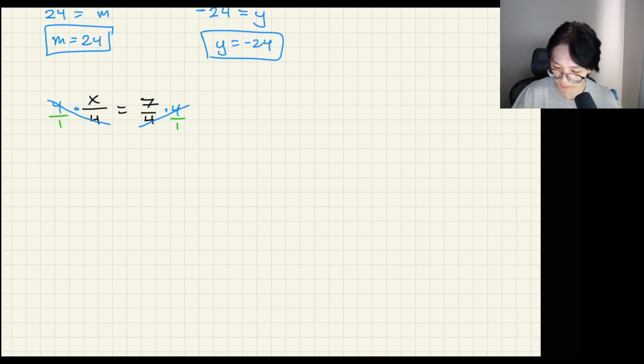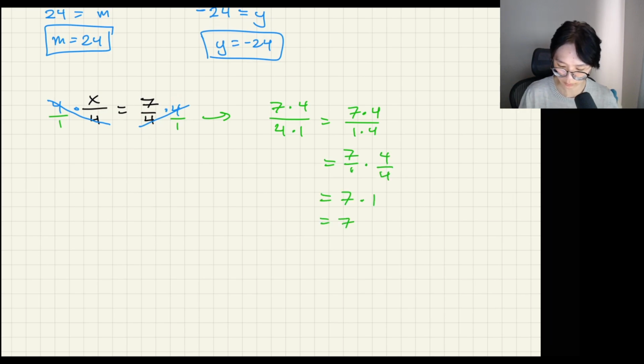I'll write the whole thing out for you if you really want me to. 7 times 4 over 4 times 1. 7 times 4 over 1 times 4. Separate them out again. 7 over 1 times 4 over 4. 7 times 1, 7. That's what's left over after canceling those out. And that's what's left over here after canceling those out. X equals 7. That's it.